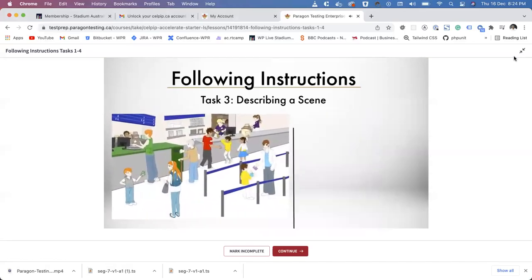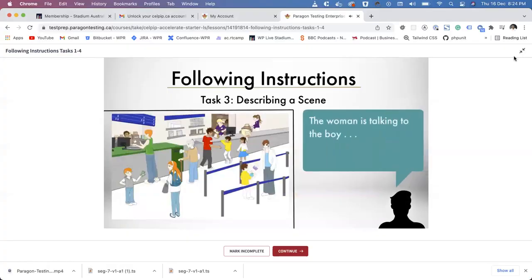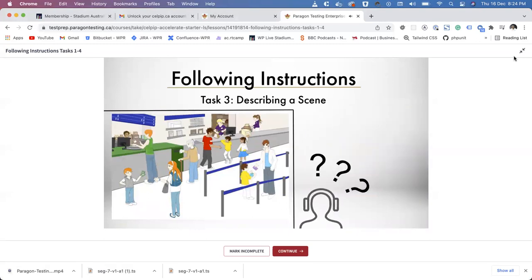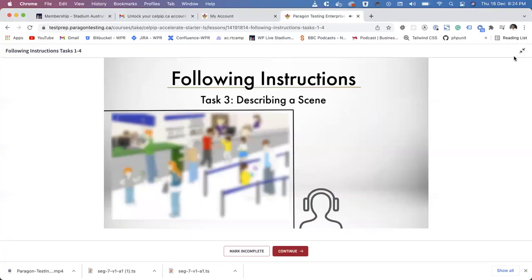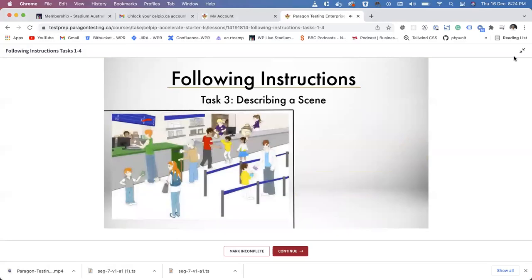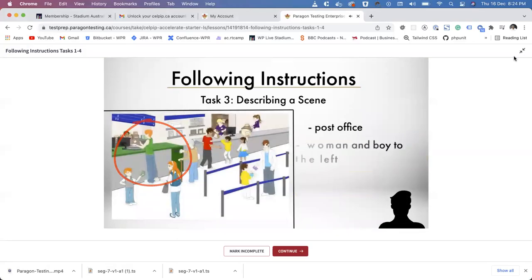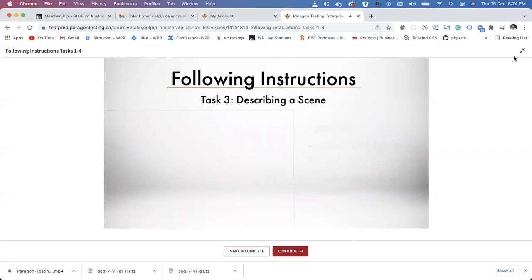Let's use this image as an example. If I start off by saying, the woman is talking to the boy, it would be very difficult for the listener to imagine what I am talking about. But if I remember that the listener cannot see the image, I will be more careful to build an accurate picture in the mind of the listener. I may start off by describing the post office and mentioning that the woman and the boy are off to the left side, probably talking about the money that the boy is holding.